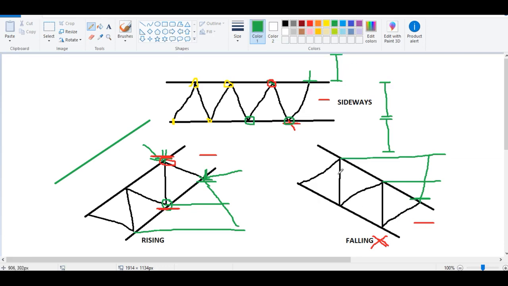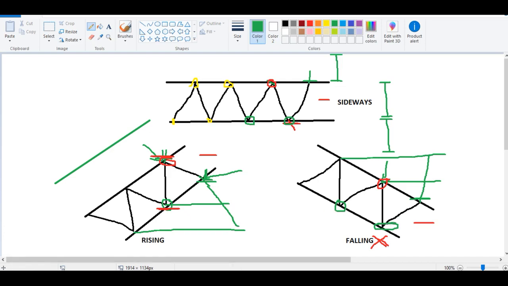Now, if we want to trade the internal part of the channel, then simply we buy at the support level, keeping the upper end of the channel as my target. And we can also sell when price comes to the upper end of the channel, right? Which is basically resistance, keeping the lower end of the channel as my target.